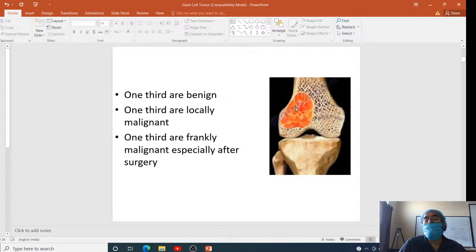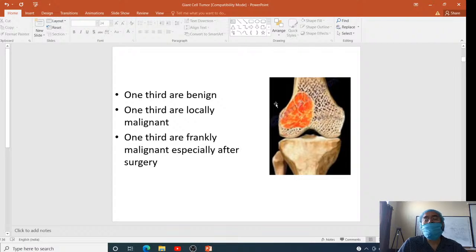They can breach the cortex and go into the soft tissues, but they will never breach this. So even the whole thing may be a hollow. Just by putting a finger, you can scoop out everything. But this is a tough epiphyseal plate, will be always intact.